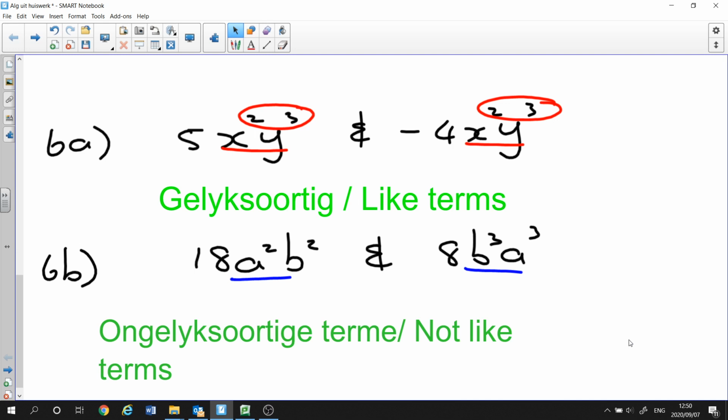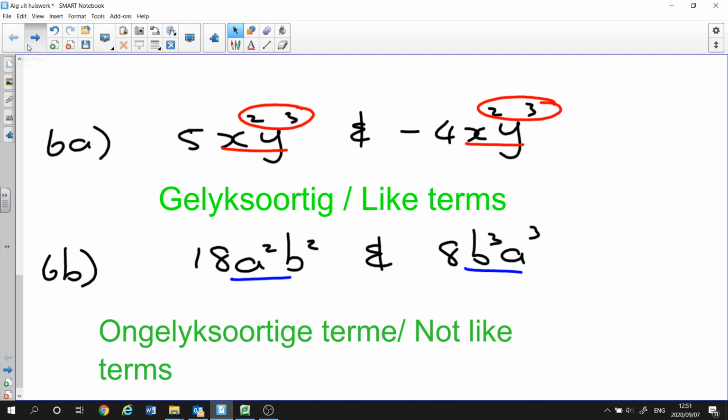But in number B, there's a different situation. I have an a and an a, but the one is a squared and the other one is a cube. Right, so that's not like terms. And I have a b squared and a b cube. That is not like terms. Right, so number 6b is not like terms or unlike terms.